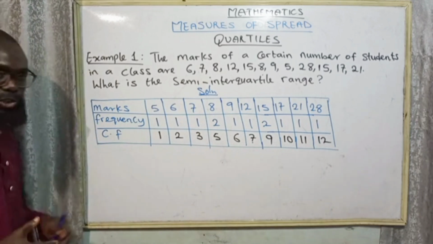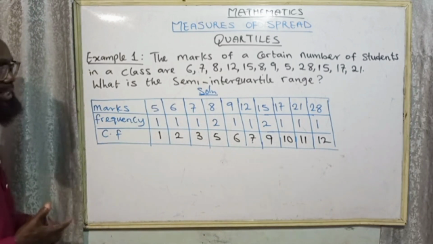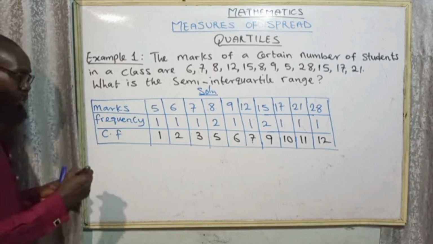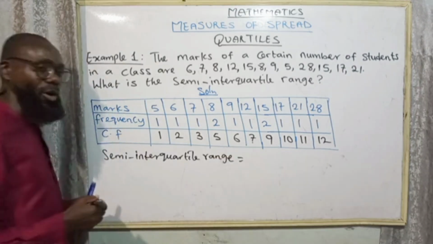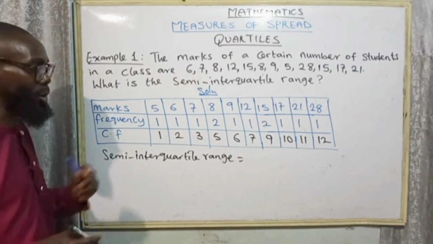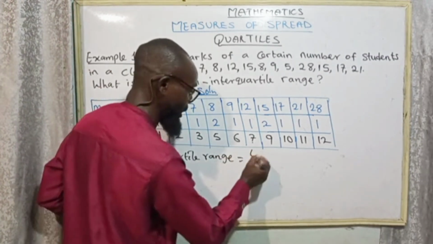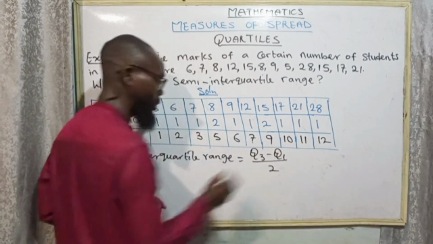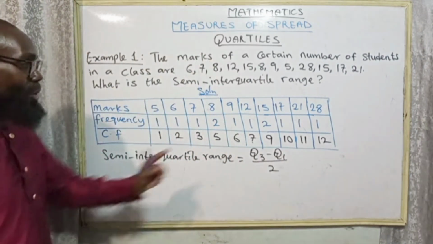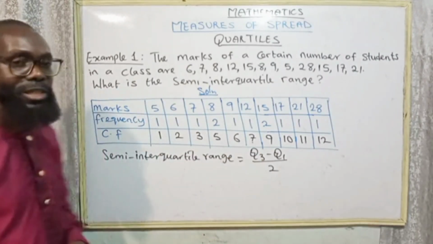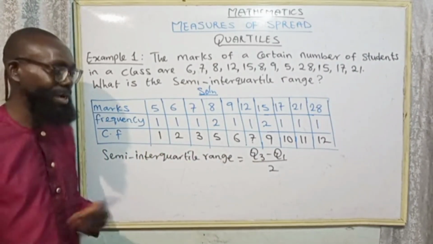We can now go to our question. The question says, what is the semi-interquartile range? Don't forget, interquartile range is Q3 minus Q1, while semi-interquartile range is Q3 minus Q1 divided by 2. Which means that we have to find the value of Q3, we have to get the value of Q1, then we take it away from each other and divide it by 2.